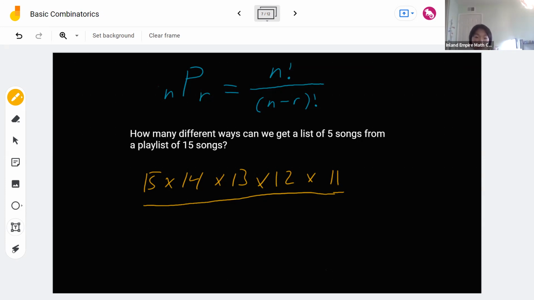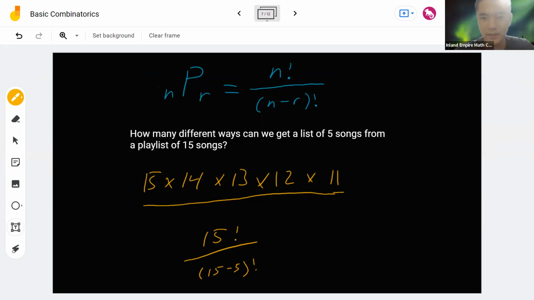And then again, if you use our equation here, a little formula up the top here, it's the same thing, right? We have 15 factorial divided by 15 minus 5 factorial. This is quite a big number, but if you write all this out and cross cancel, you'll find that you get the exact same thing here.